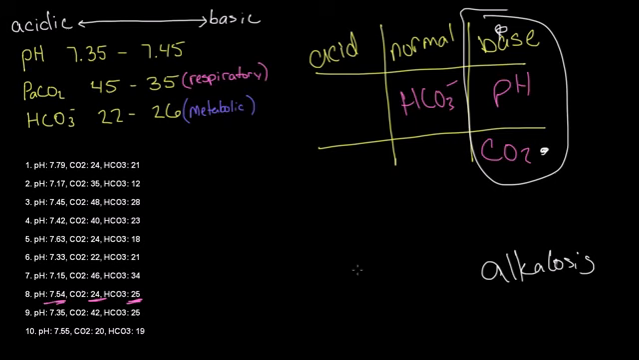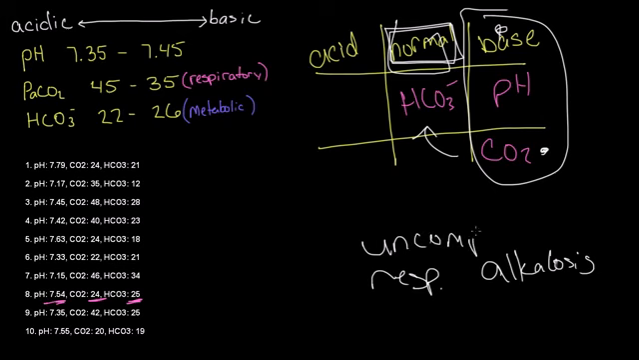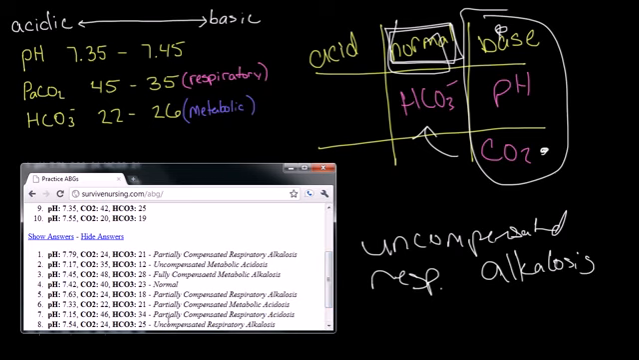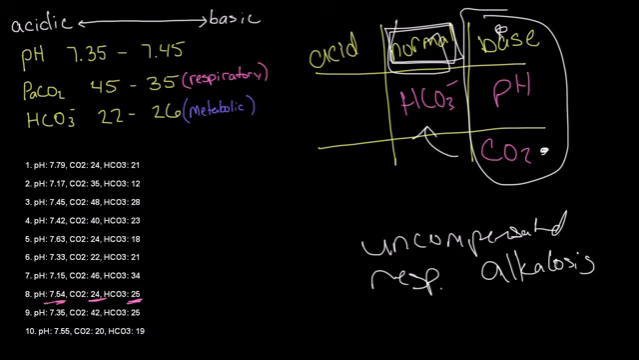CO2 is a respiratory value. And our opposite parameter is doing nothing. It's in the normal column. So it is uncompensated for our condition here. So let's go ahead and double check our answer. Uncompensated respiratory alkalosis. Uncompensated respiratory alkalosis. Okay, so this matches. Okay, moving on to problem number 9 here.